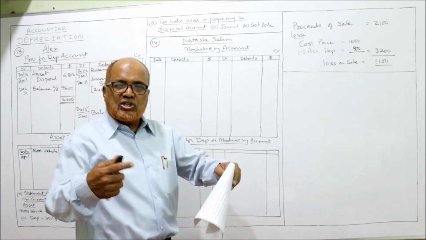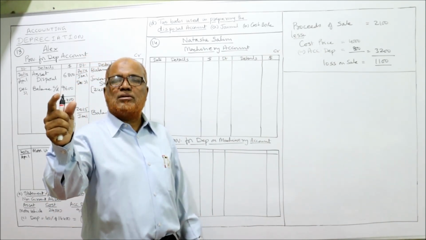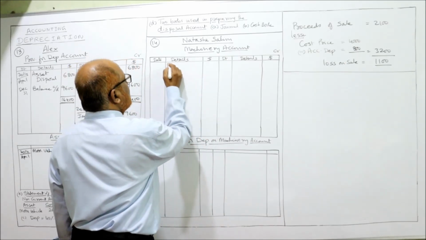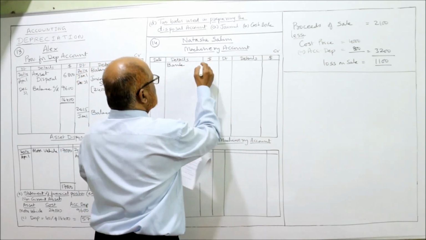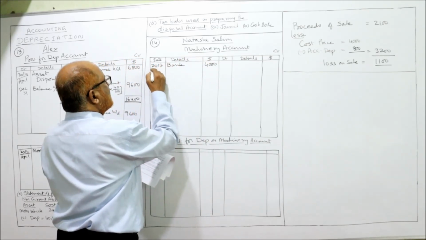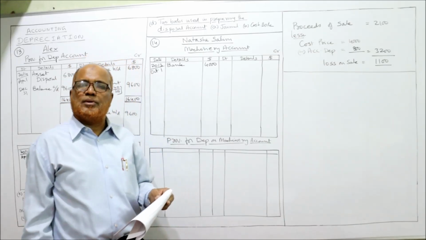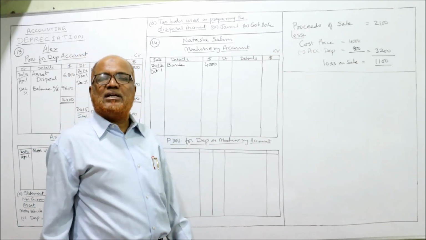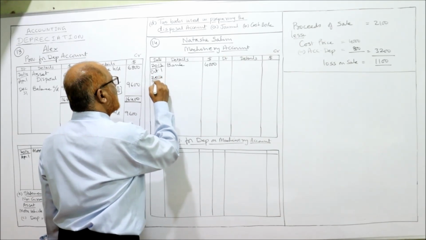Machinery account. When the machine is purchased, the entry will be machine account debit, bank account credit. So machine account debit. So I am writing bank. How much is the cost of the first machine? $4,000. It was purchased on 2013 October 1st. This is the machine purchased on 1st October. Now the second machine is purchased on 1st January 2014. So 2014 January 1st.